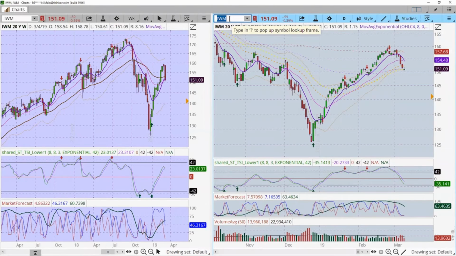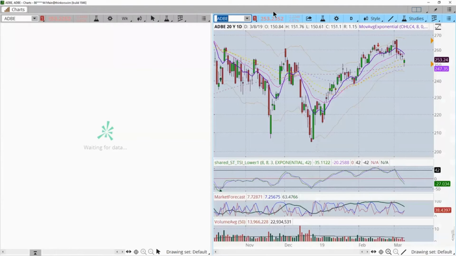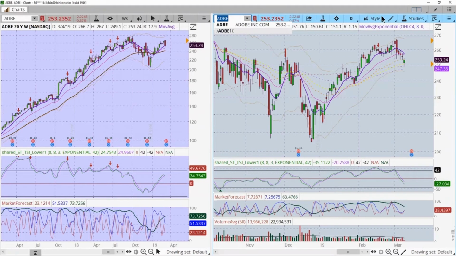Here I'm going to show you 4 different stocks. One, Adobe. I'll let you be the judge on these. Okay, Adobe finding support at the 50-day moving average and the 200-day moving average. Earnings on the 14th after market close.